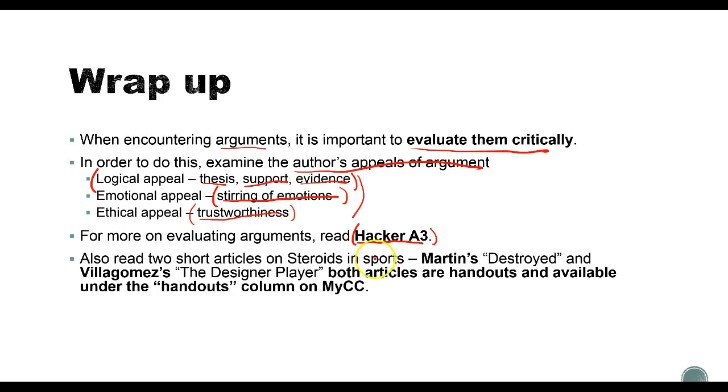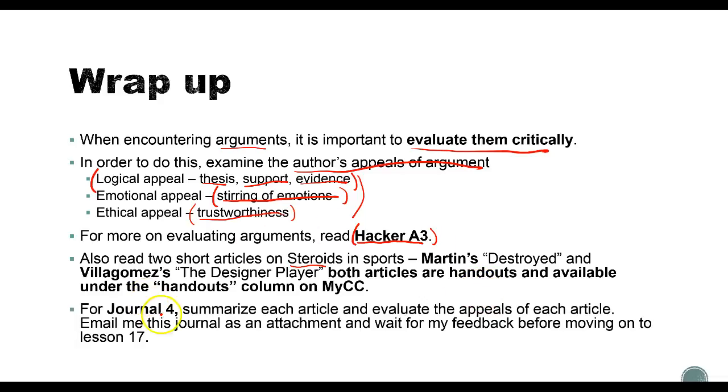So I want you to do a journal right after this lesson. Read two short articles on steroids in sports. One's by Peter Martin, called Destroyed, and the other one's by Villa Gomez, called The Designer Player. Both these articles are handouts and available under the handouts column on MyCC. So read those two, and then for Journal 4, summarize each article briefly, and then try to evaluate the appeals. So think about the logical, the emotional, and the ethical for each of those. And then email them to me, and I'll give you some feedback on that one. So do that before you move on to lesson 17, and I'll see you there.